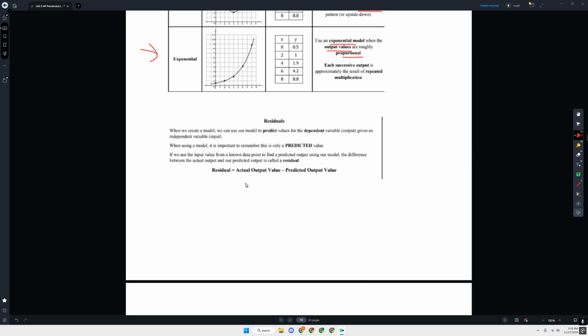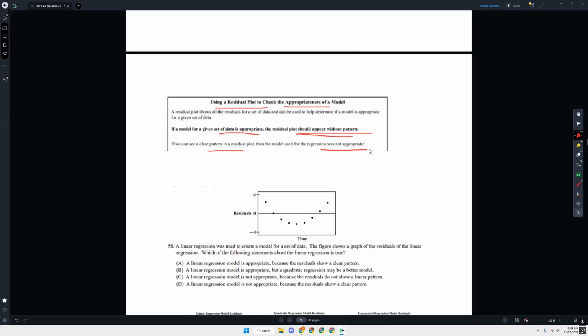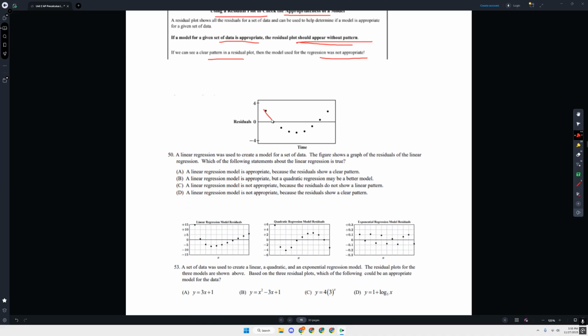And residuals are pretty much the error from when you find the regression, and it's calculated as actual minus the predicted, or y minus y hat, where hat means predicted. And we use a residual plot to evaluate the appropriateness of a model. If it's appropriate, that means the residual plot should appear without pattern. And if you see a pattern, that means it wasn't appropriate. So for 50, we see there's a quadratic pattern, so that means it is not appropriate because it shows a clear pattern.